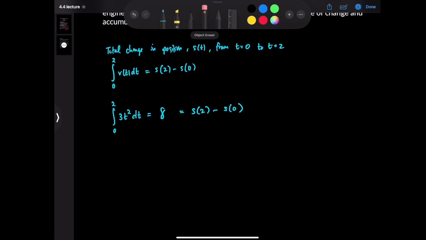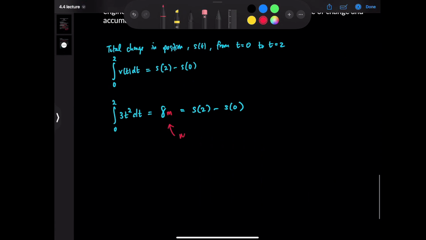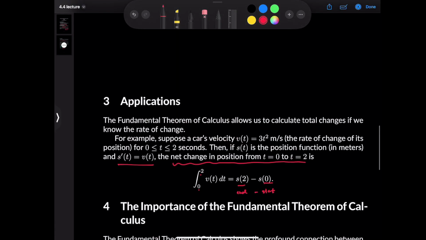Now, a few comments here. We have to think about what the units of this are. This is the total change in distance. This would be 8 meters, right? And so 8 meters is the net change in position from s of 0 to s of 2. Now, we don't know what s of 0 or s of 2 are, right? We were not given this information.